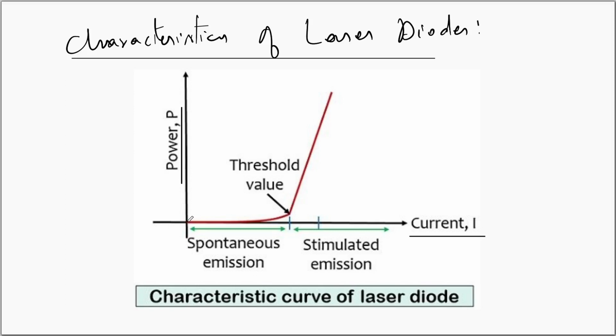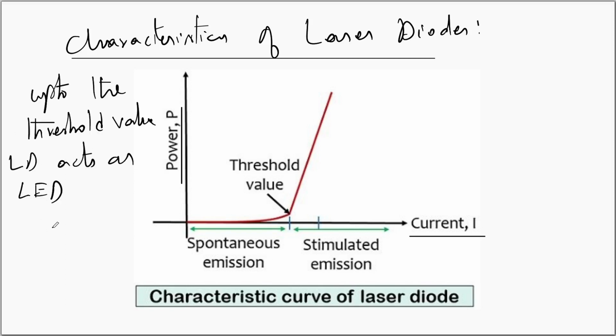The region from 0 to the threshold value corresponds to the LED operation or spontaneous emission operation. So up to the threshold current, the laser diode works as an LED, and beyond the threshold value, it starts operating as a laser diode.